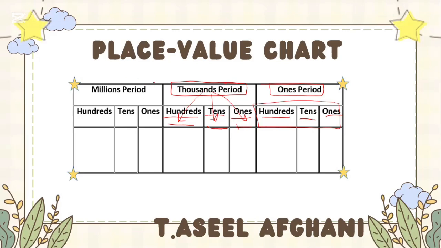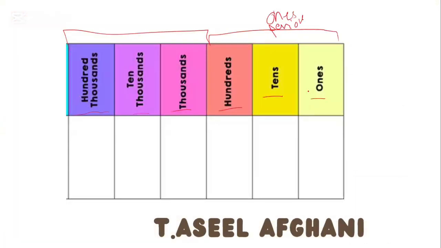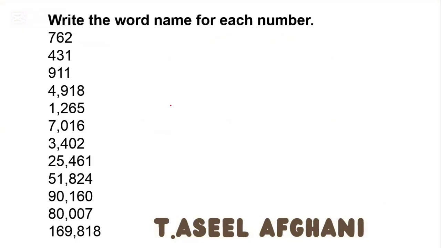What about later on? You have a millions period. It also has ones, tens, and hundreds, okay? So you have ones in the millions period, tens in the millions period, and hundreds in the millions period too. So all of the periods have the same places: ones, tens, hundreds, but different period names. And instead of saying ones, tens, hundreds, thousands, 10,000s, 100,000s, we just say we have another ones, tens, and hundreds, but in the thousands period. That's it, guys.